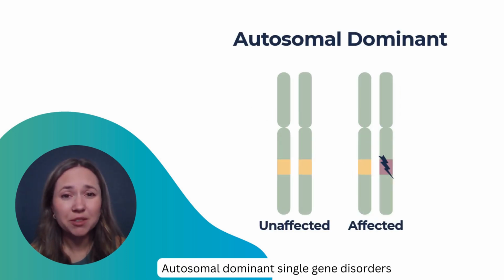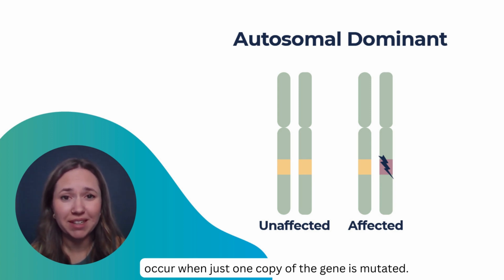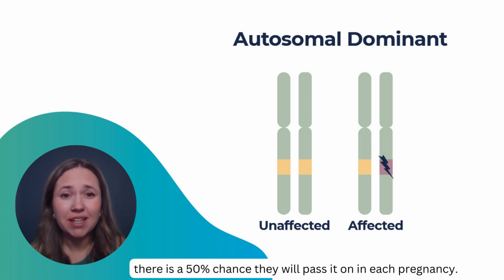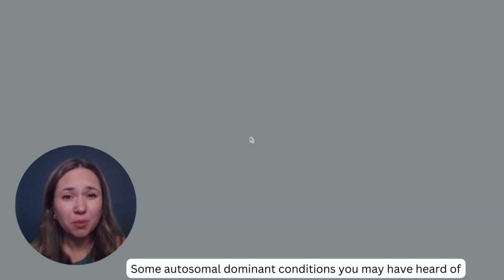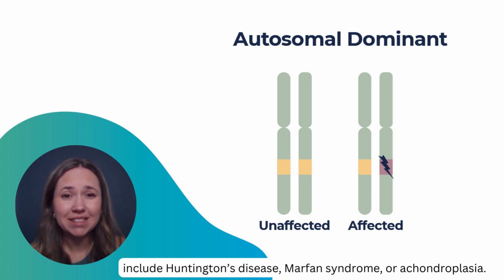Autosomal dominant single gene disorders occur when just 1 copy of the gene is mutated. If a parent has an autosomal dominant condition, there's a 50% chance they will pass it on in each pregnancy. Some autosomal dominant conditions you may have heard of include Huntington's disease, Marfan syndrome, or achondroplasia.